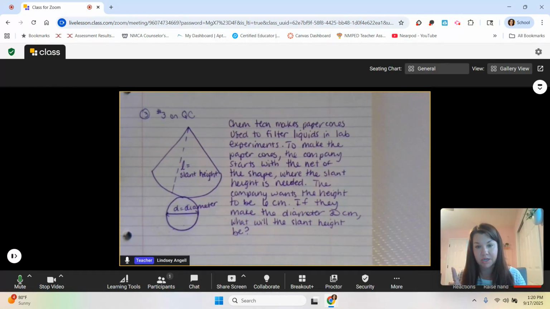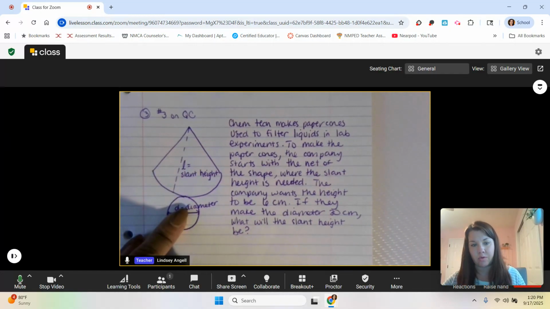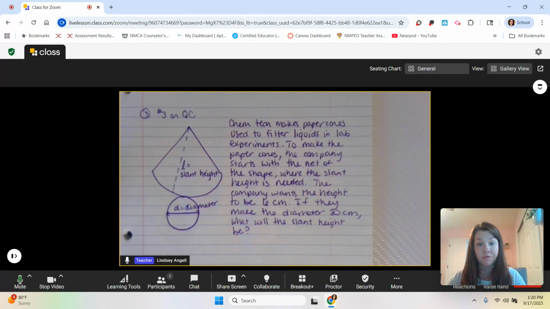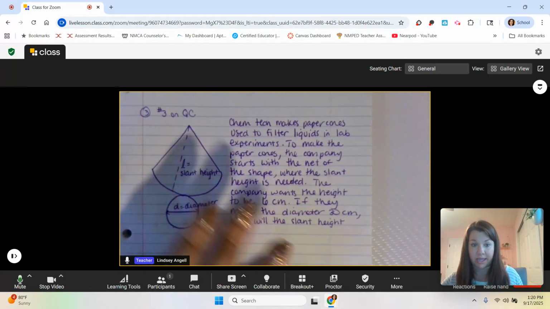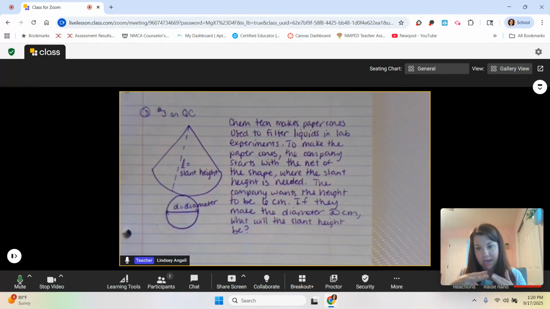So first off, we need to know what a net is. A net is like the flat version of a three-dimensional shape. Okay, so if you were to take a three-dimensional cone and flatten it out, this is what it would look like. Or if I were to cut it out, then I could fold it back together and make it into a three-dimensional cone. Okay, where the slant height is needed.